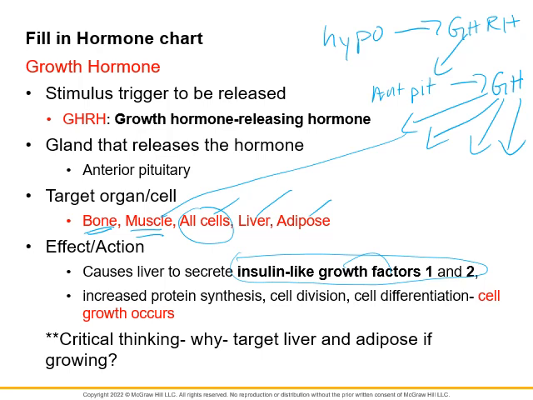So critical thinking point here, why do we have to target the liver and adipose? What does the liver store that we need in order to grow? And what does adipose tissue store that we need for fast energy, right? So I just want to make sure that we're putting the link in there that in order to grow, we also need fuel.